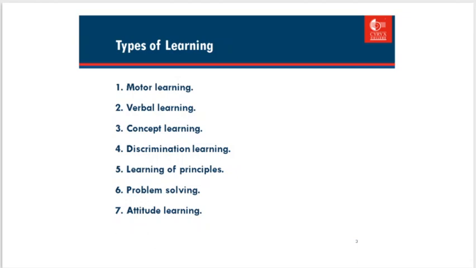Fifth, learning of principles. Individuals learn certain principles related to science, mathematics, grammar, etc. in order to manage their work effectively. These principles always show the relationship between two or more concepts. Example: formulae, laws, associations, correlations, etc.